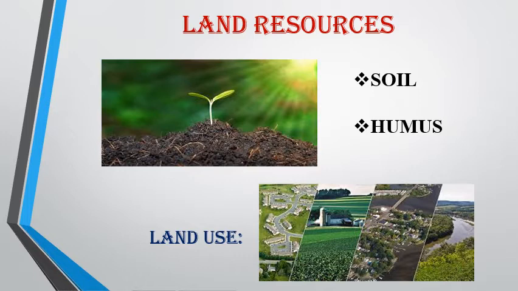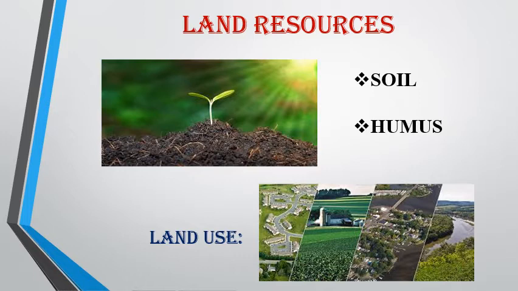The lithosphere consists of loose surface material. It's called soil. That means the loose surface of the land is called soil. It is a combination of organic and inorganic matter. Yes, students, how does soil form? Listen, soil is a combination of organic and inorganic matter.